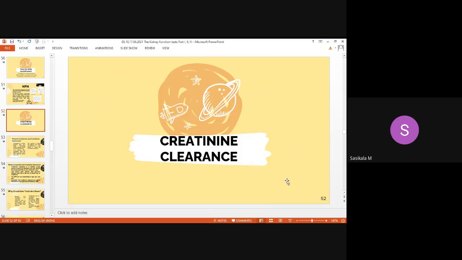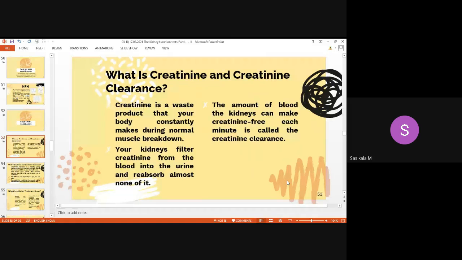Now let's see creatinine clearance. It is an important title, okay? And what do creatinine and creatinine clearance mean? Creatinine is a waste product that your body constantly makes during normal muscle breakdown. Okay, so it is a waste product that your body constantly makes during the normal muscle breakdown.